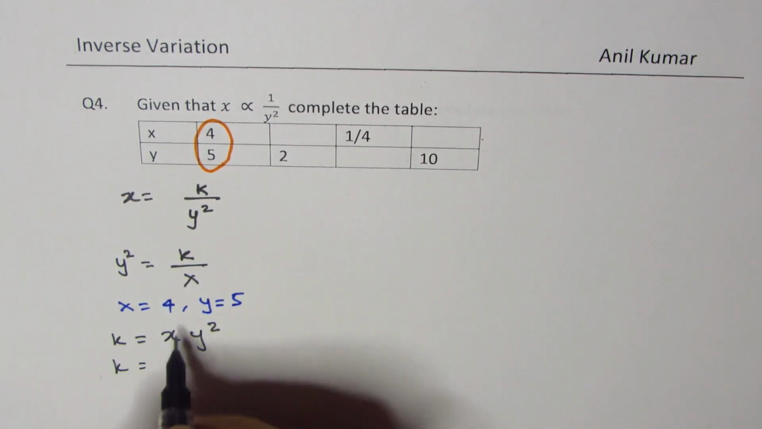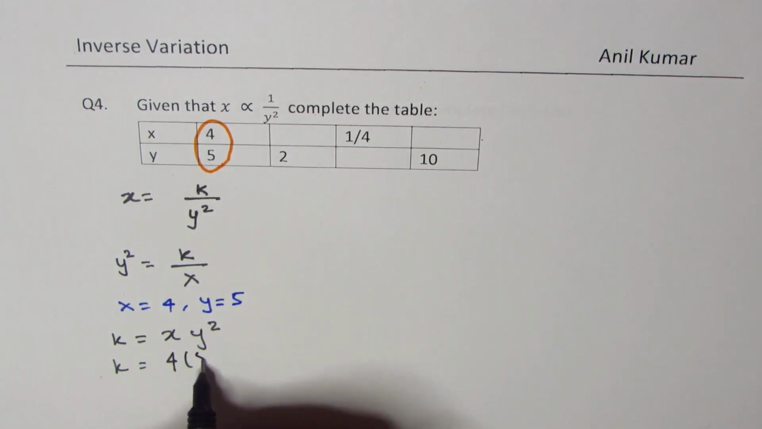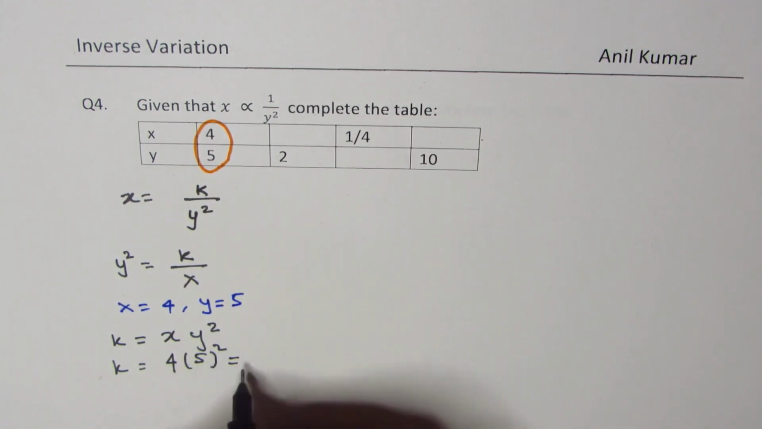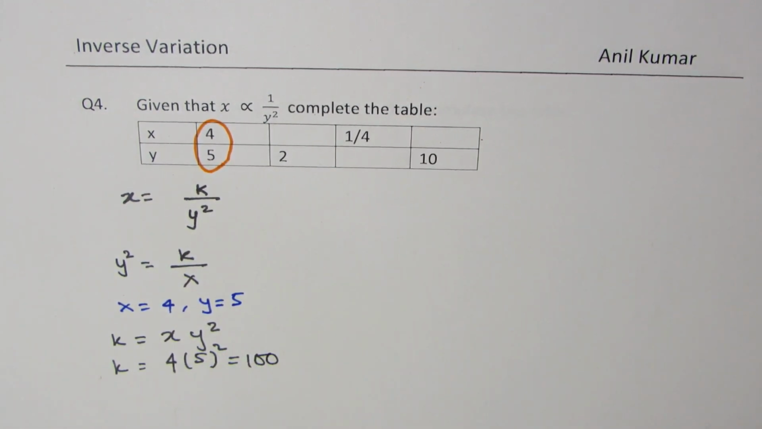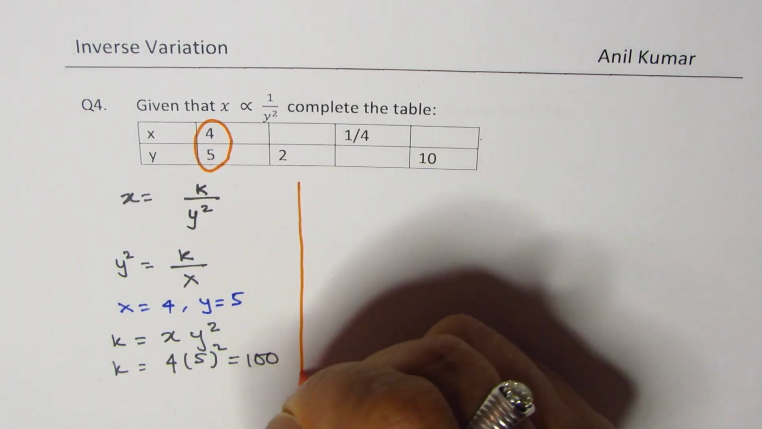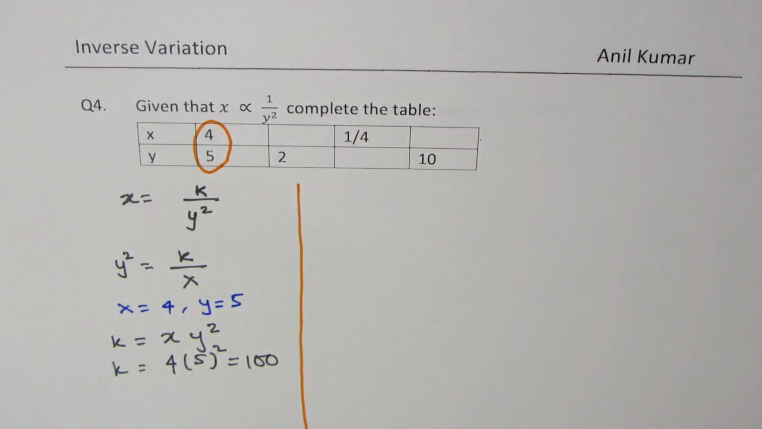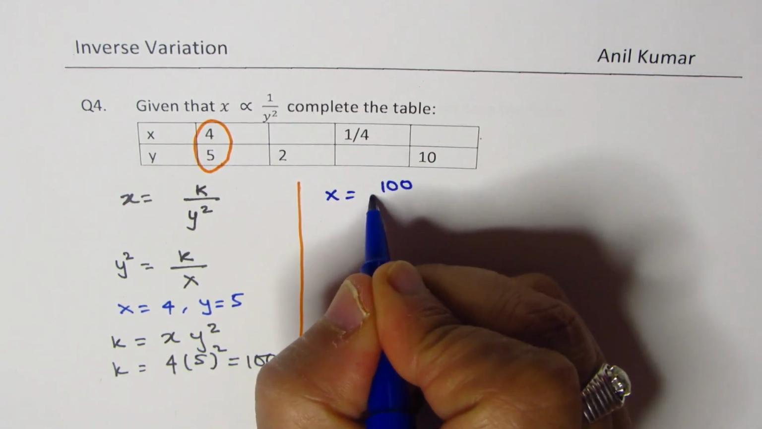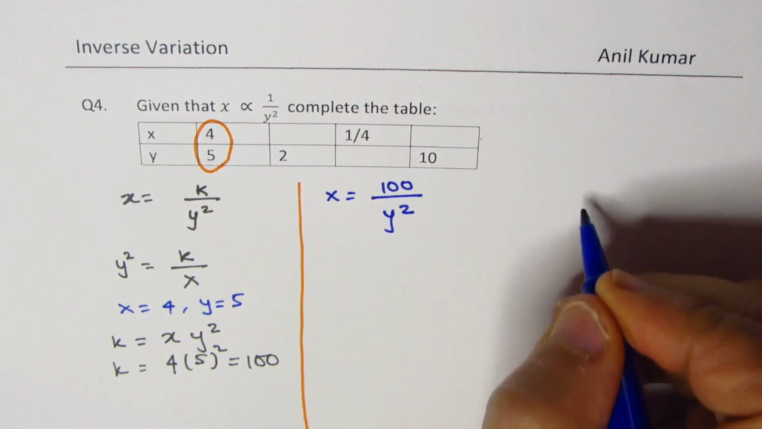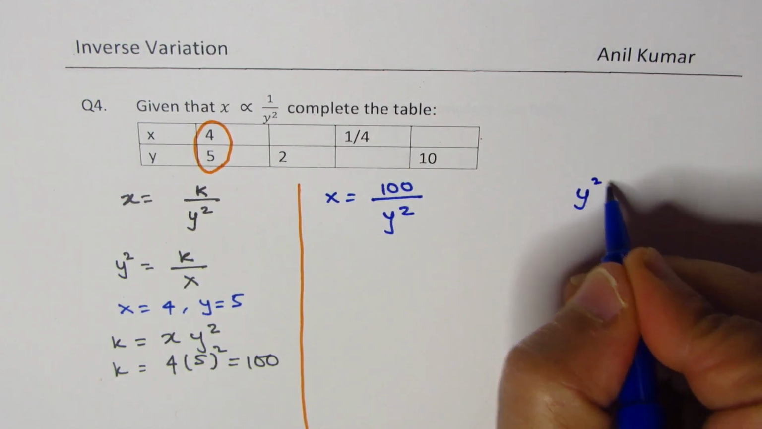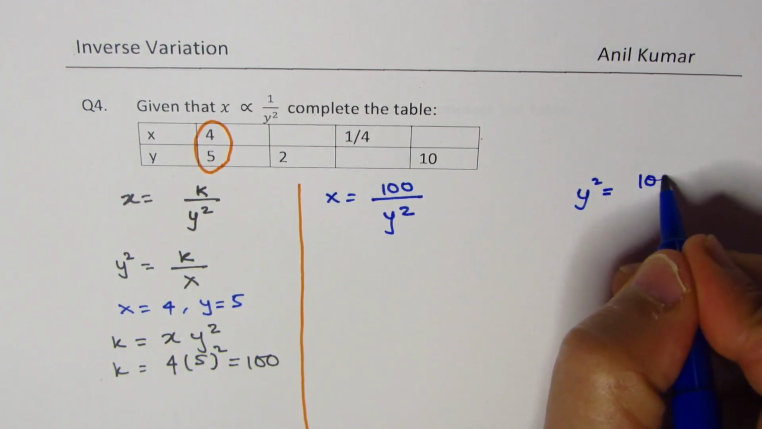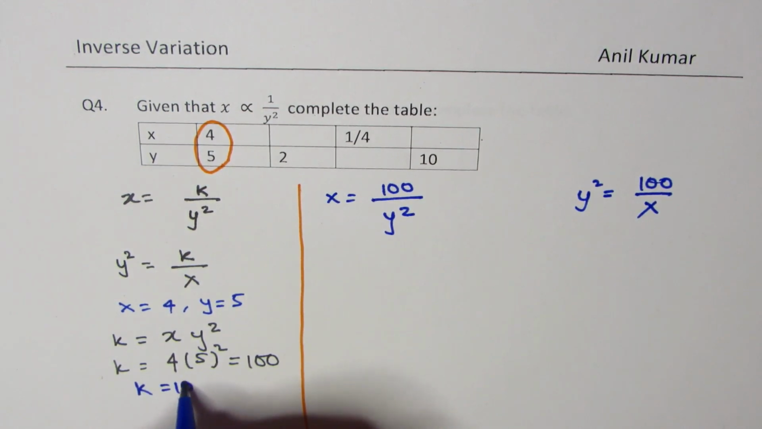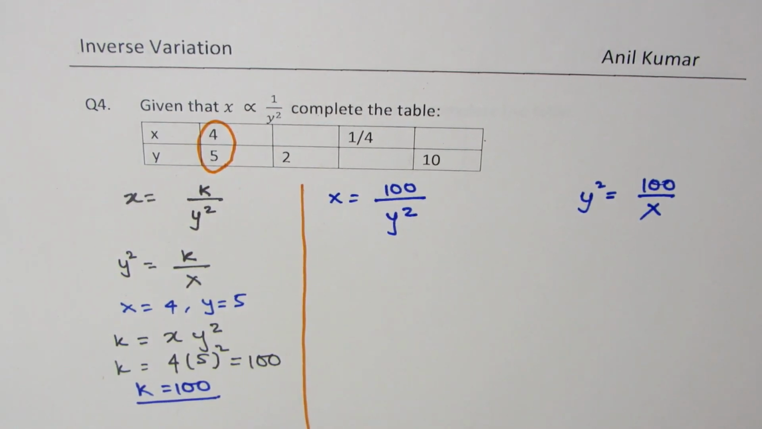So let's just multiply these two. So we get 4 times 5 square. So that gives us a value, 25 times 4 as 100. So we get the value of k as 100. And so we can write down the equation as x equals 100 over y square, or we can say y square equals 100 over x, since k is equal to 100. Is that clear to you?